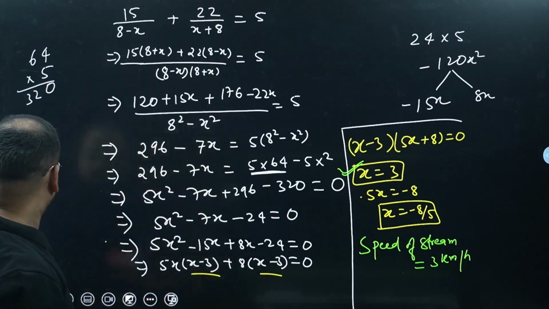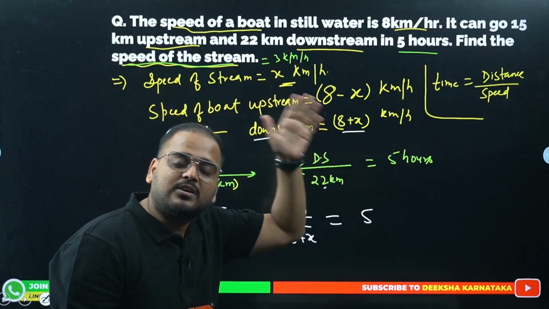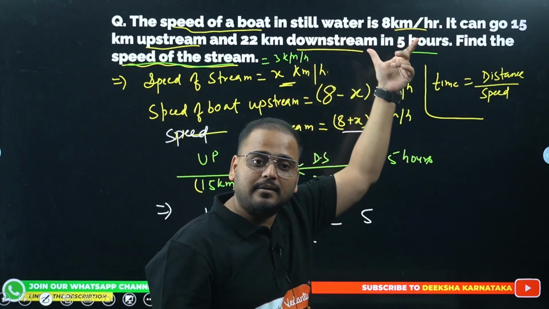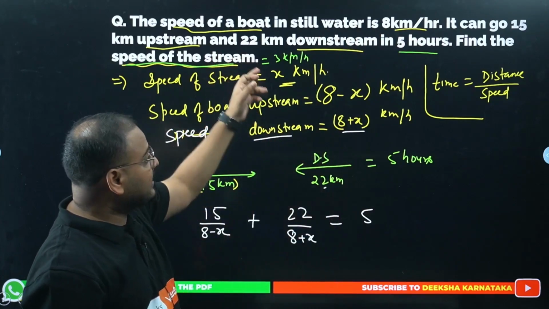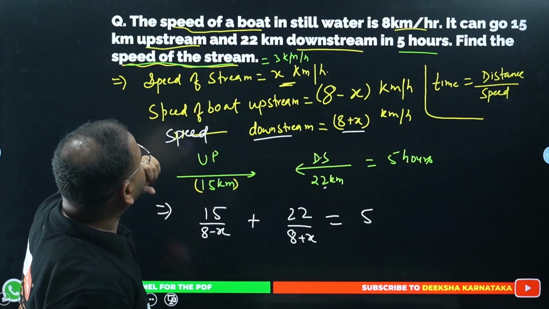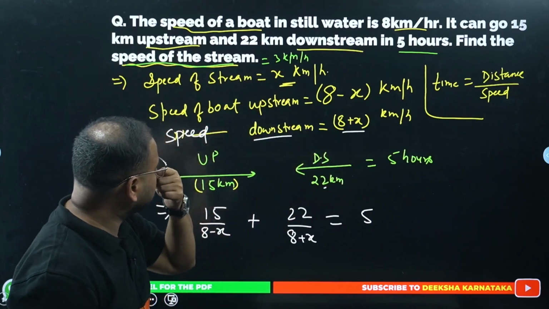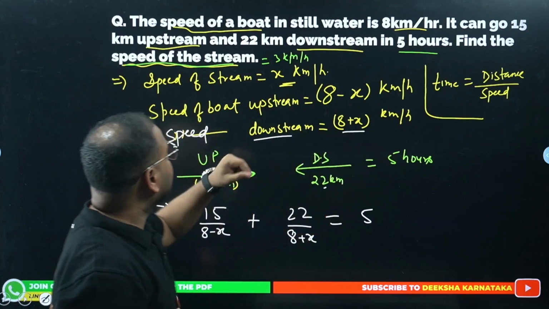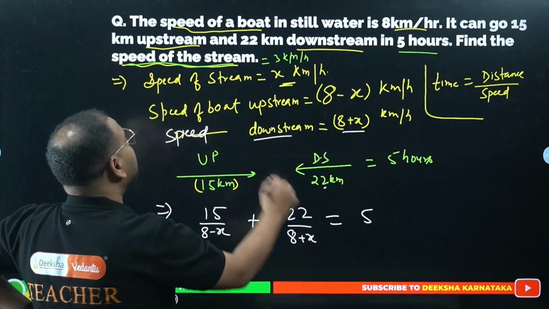Okay, I hope this is clear. The question was: speed of the boat was given as 8 kilometer per hour in still water, where the water was not moving. It had to go upstream 15 and downstream 22. Total time taken was 5 hours. We took the speed of the stream to be x kilometer per hour.